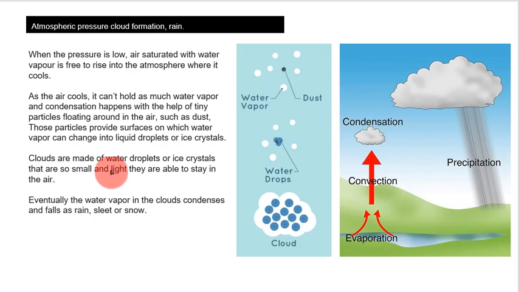These particles provide surfaces on which water vapor can change into liquid droplets or ice crystals. Clouds are made of water droplets or ice crystals that are so small and light that they are able to stay in the air. Eventually, the water vapor in the cloud condenses and falls as rain, sleet, or snow. So essentially, you have this process of evaporation.